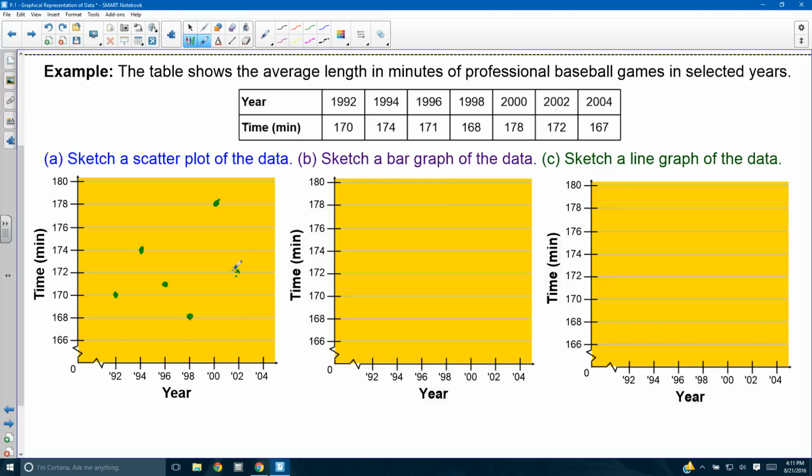And 2004, 167, in between 166 and 168. All right, so you have a scatter plot. Literally, the plots are scattered. And it's not showing any sort of correlation over time, the time increasing or anything like that. In fact, in baseball right now, they're really trying to reduce the time. So it must have been growing over time quite a bit.